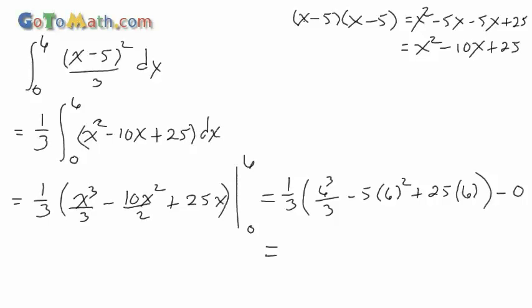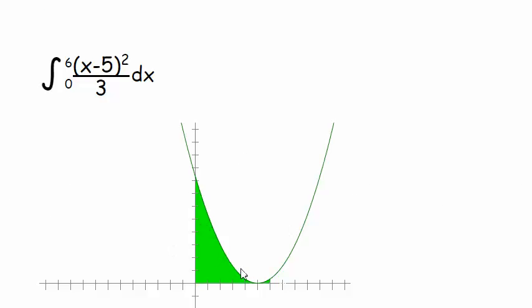Alright, let's go ahead and do this. We got 1/3. We got 6 cubed, whoa, I wrote 3 cubed down. 6 cubed divided by 3, minus 5 times 6 squared, plus 25 times 6. Seems like a big number, but remember we're taking a third of it. Well, that's a nice number. I got 14. That's actually a nice number. So the area is 14 units squared.